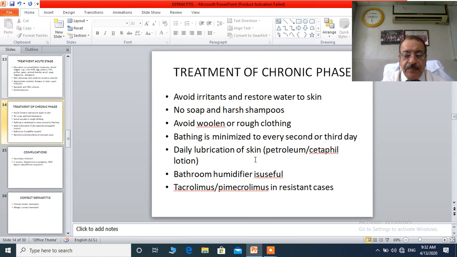Daily lubrication of the skin with petroleum jelly is important. Similarly, Cetaphil lotion can be used for moisturizing purposes. Bathroom humidifiers are useful. In resistant cases, drugs like tacrolimus in the form of ointments or pimecrolimus can be used. Similarly, other drugs like cyclosporine can be used, as well as methotrexate, in very resistant cases.